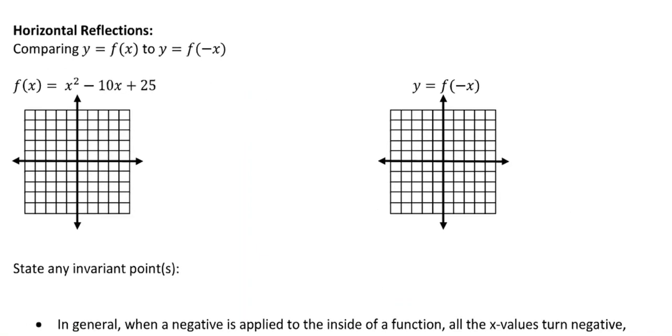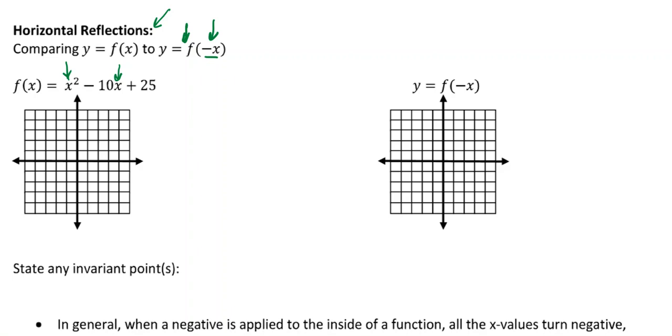Okay, so now horizontal reflections. Similar to the last one, right? Now instead of the negative being out front, the negative is actually attached to the x. It's on the inside of the function. So really what would happen here is all of these x values, that x value and that x value, would be replaced with a negative x. So what's going to happen when we replace all of those x's with a negative x? How is that going to change the graph? It's going to horizontally reflect.